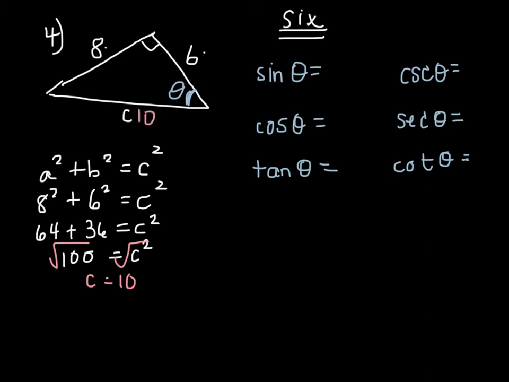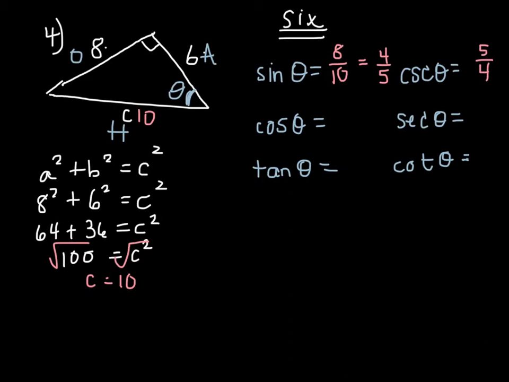Now what we need to do is label from theta the opposite side, the adjacent side, and the hypotenuse. Now we will plug them into the trig ratios. So opposite theta is 8, and the hypotenuse is 10. So this reduces to 4/5, and we flip it over to get cosecant, 5/4.